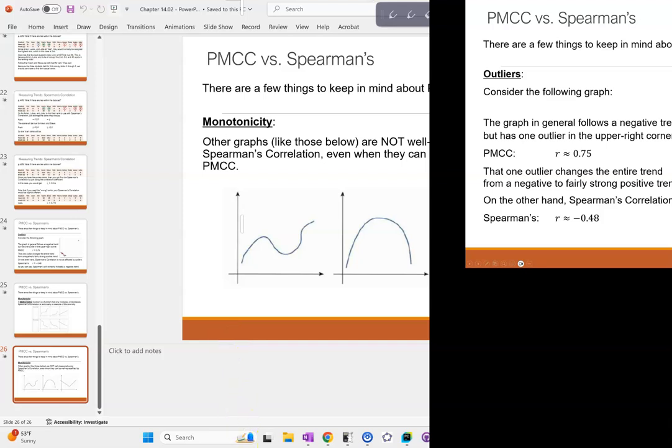If I do the same thing with the Spearman, though, I'm still getting a negative value. So here the outlier is not affecting the Spearman as strongly as the Pearson. So that's takeaway number one: the Spearman is going to be less affected by outliers than Pearson's. Everybody okay with that? That's the takeaway from this slide.